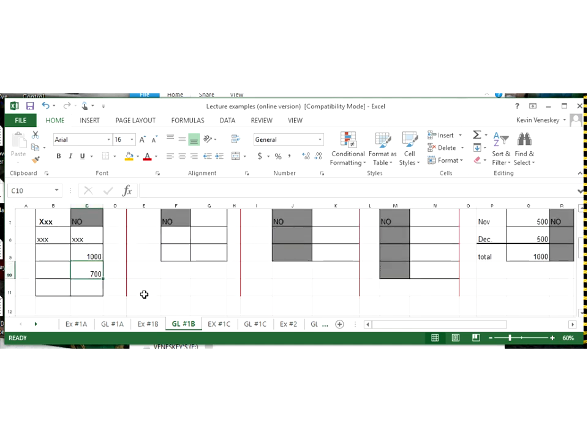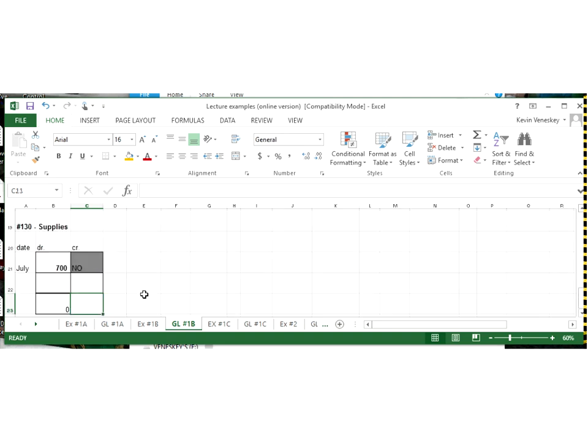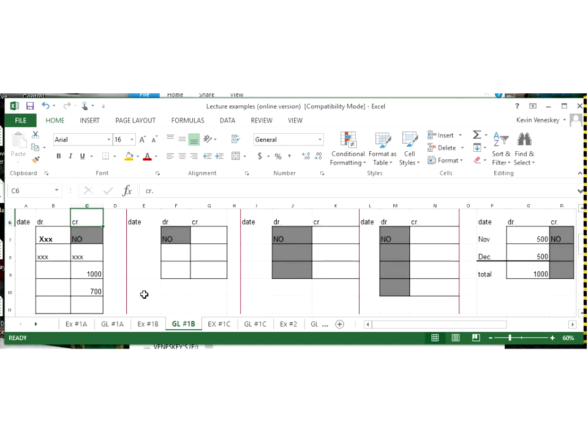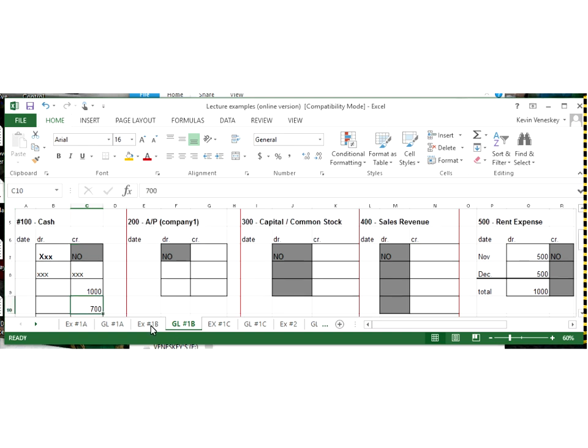So I can look at my T accounts. Here's that $700 I spent, and my debit here was to supplies. In July I spent $700 on supplies. I got $700 worth of supplies at least. And I can look at the T account to show that, yeah, I did spend the money here in my cash.